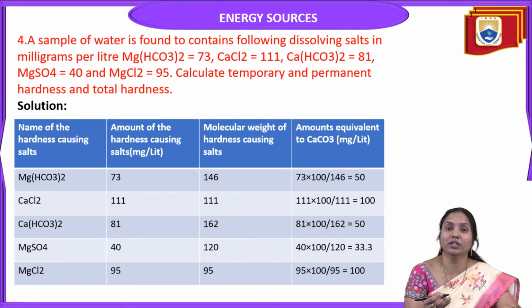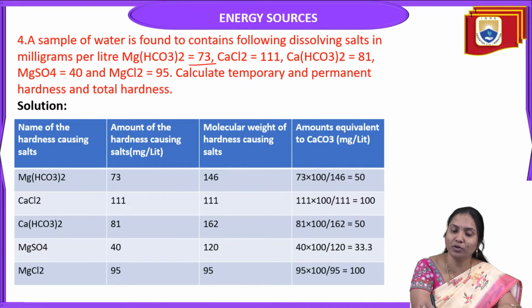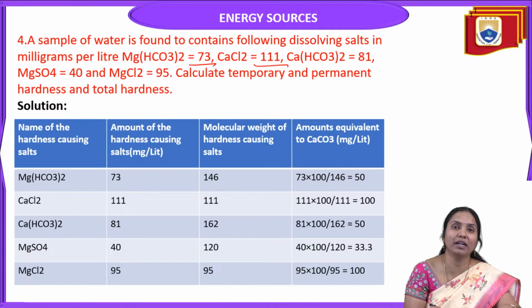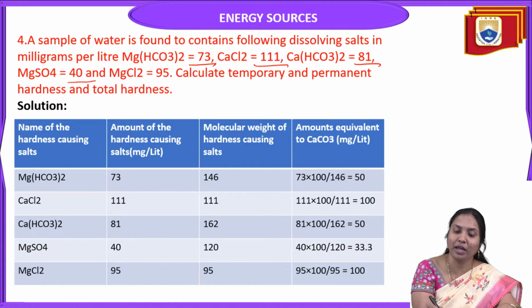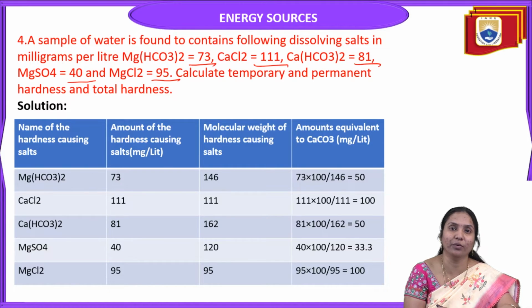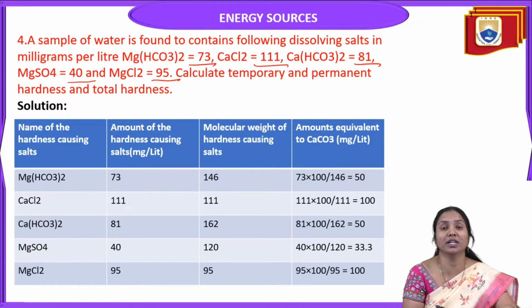And one more problem discussed based on temporary hardness and permanent hardness. Here a sample of water is found to contain the following dissolved salts in milligram per liter. Magnesium bicarbonate is 73, calcium chloride is 111, calcium bicarbonate is 81, magnesium sulfate is 40, and magnesium chloride is 95. Calculate the temporary, permanent and total hardness of the given water.